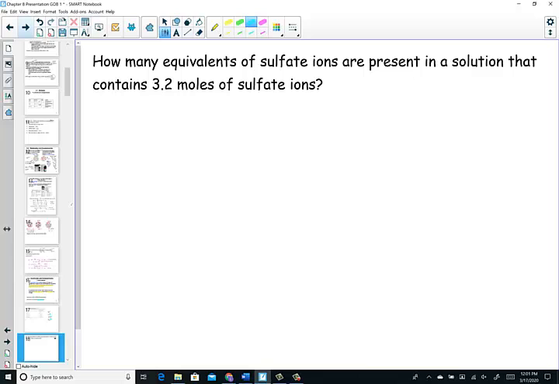Well, let's try one, shall we? How many equivalents of sulfate ions are present in a solution that contains 3.2 moles of sulfate ions? If you don't have these memorized yet, which you don't have to, but you do have to know where to find this information, pull out your polyatomic ion chart.